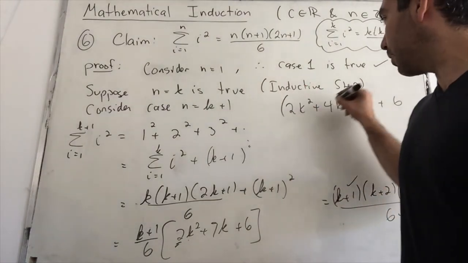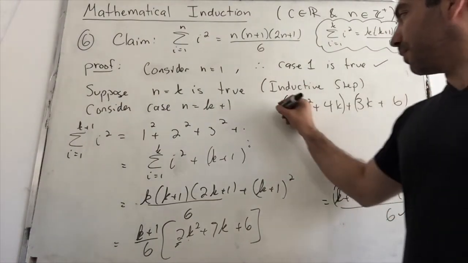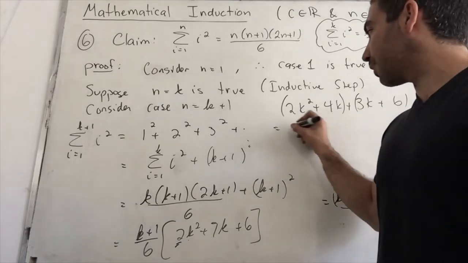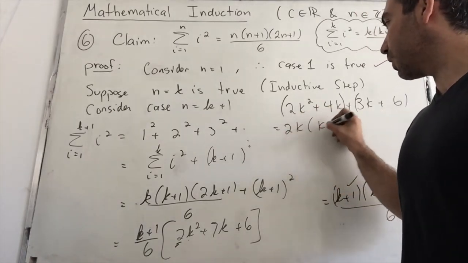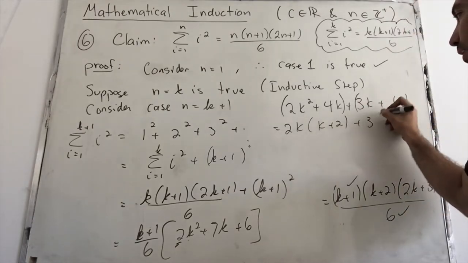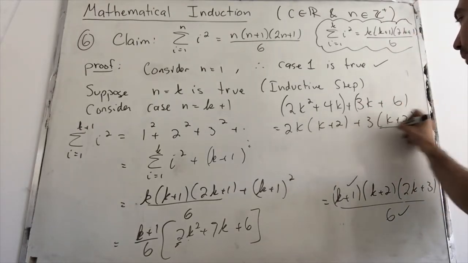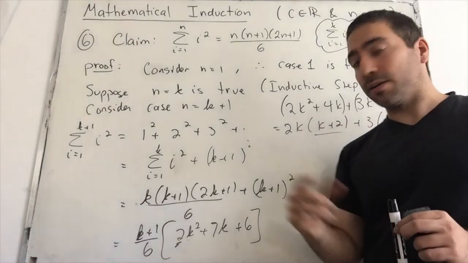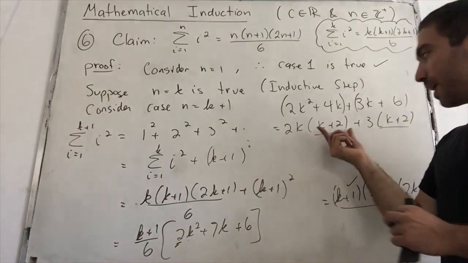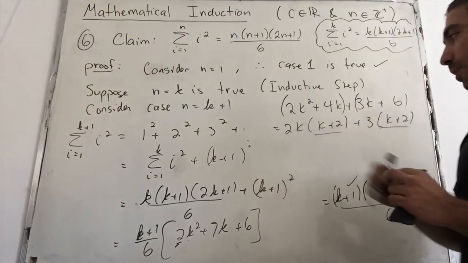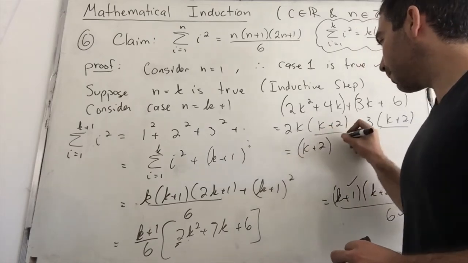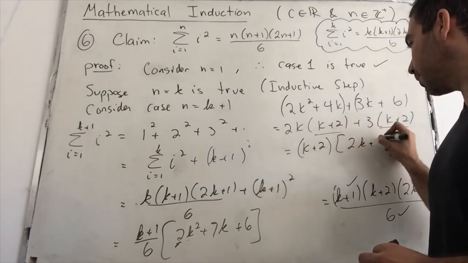And now we consider the first two terms and the second two terms. The first two terms, we could factor out a 2k, leaving us with a k plus 2 in the bracket. And the second two terms, we could factor out a 3, leaving us with, again, a k plus 2 in the bracket. It's vital that whatever's left in the bracket is the exact same thing, because now what we do is we factor out the k plus 2 from both terms. Factoring out the k plus 2 leaves us with 2k plus 3.